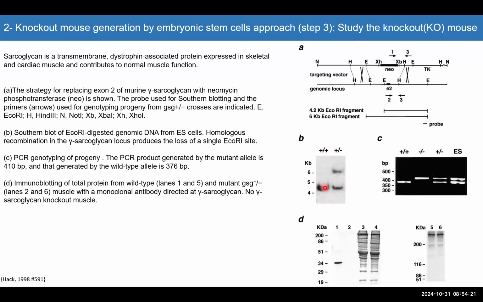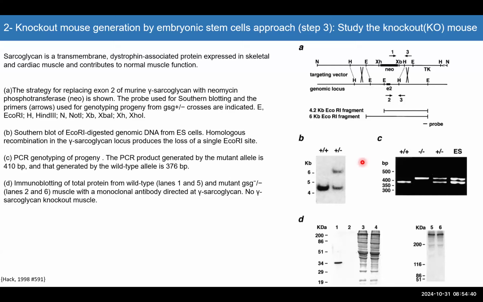In the wild types, you will get this small product. In the heterozygote, you get one small fragment for the wild type and one large fragment for the knockout. So this is if we use Southern blotting for genotyping.